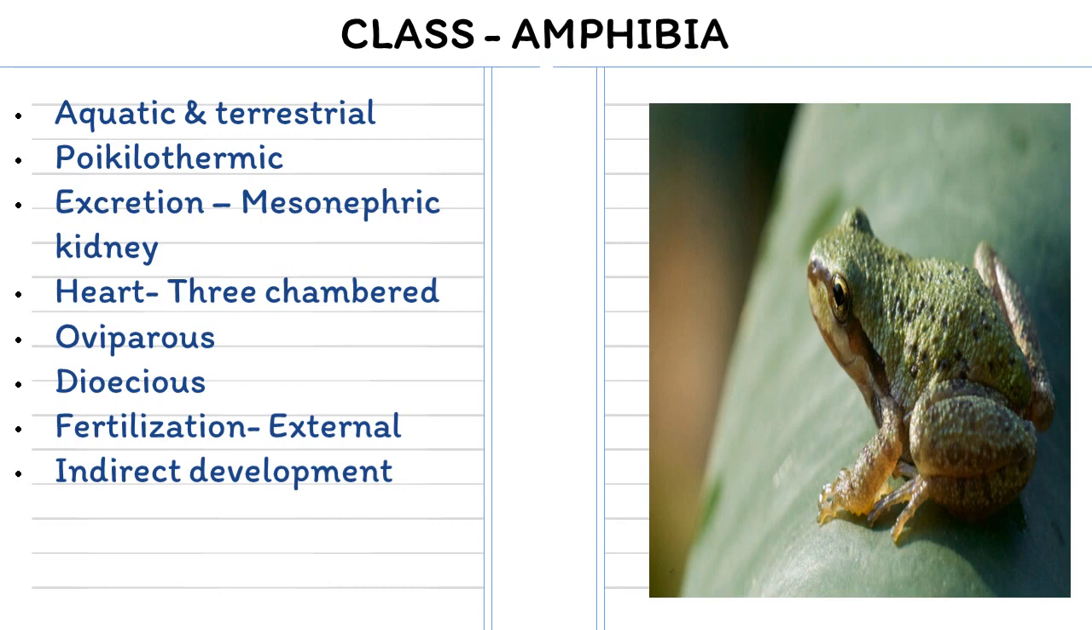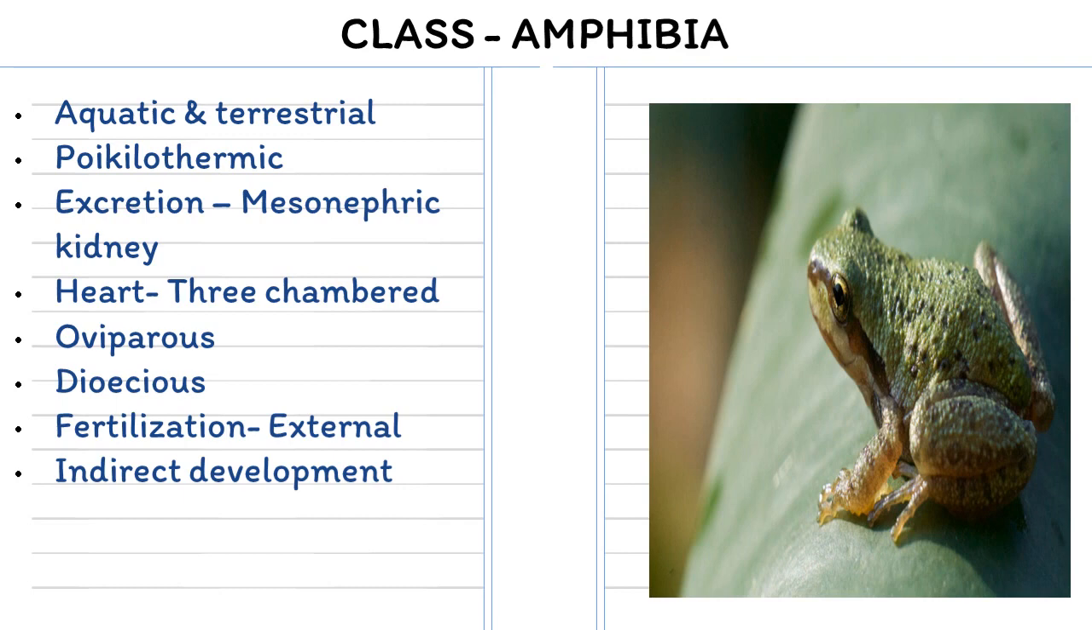This is also a poikilothermic animal, because its internal body temperature changes as per the external environment, right? And here also excretion is going on with the help of the mesonephric kidney, right? And here the heart is three-chambered. You may have learned it in the lower classes. The heart of this frog is three-chambered, for amphibians also, right? Then they are oviparous animals because they lay eggs. Dioecious means male and female are separate organisms, and fertilization is external.